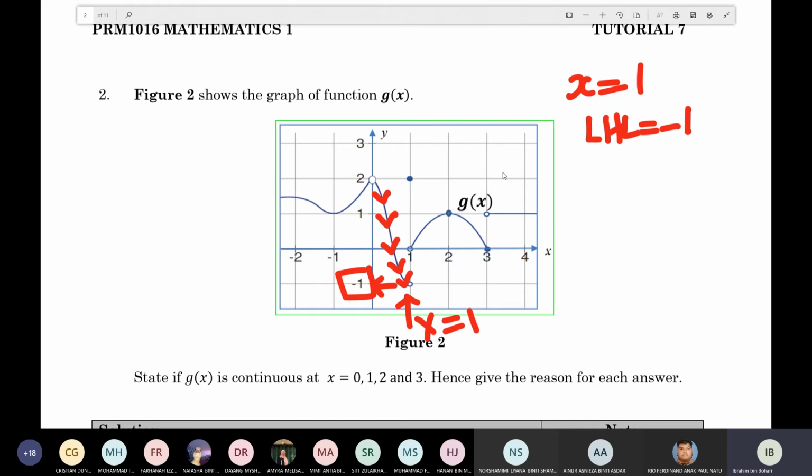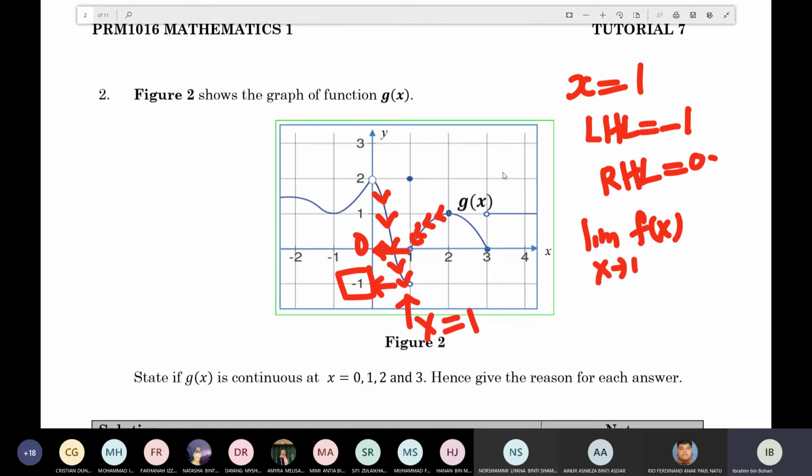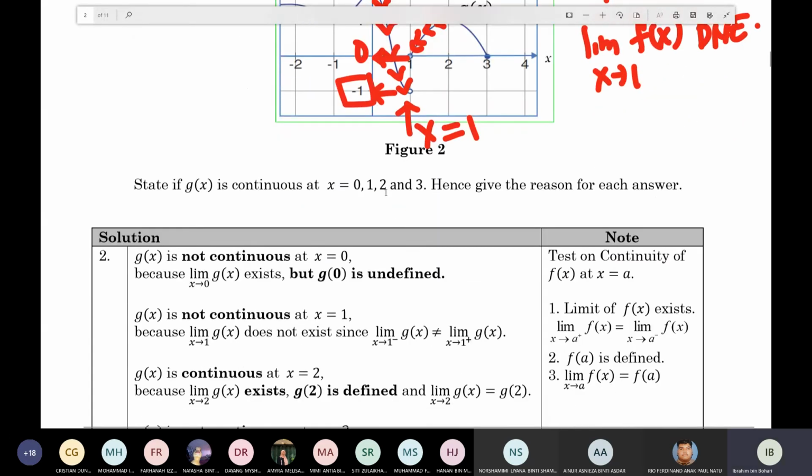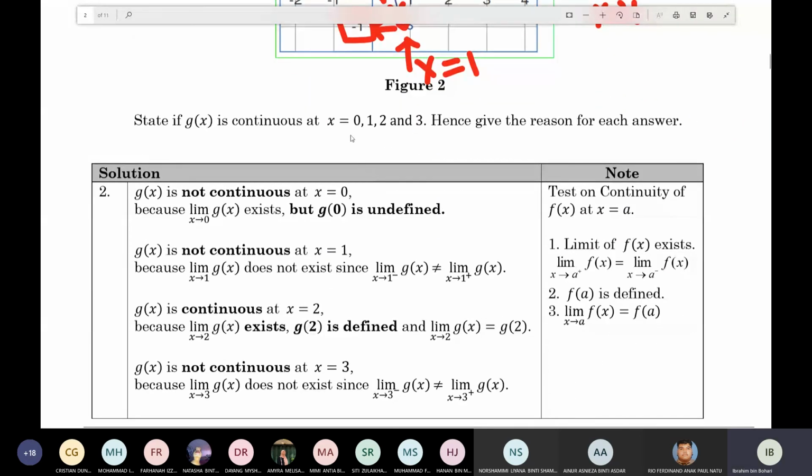And from the right of the function, x approaches 1 from the right of f(x), and the value of y here equal to 0. Yeah. So right hand limit of the function here equal to 0, and conclusion, limit of f(x) does not exist as x approaches 1. Yeah, cek jawapan. And then yang lain tembus sama, 0, 2 and 3.